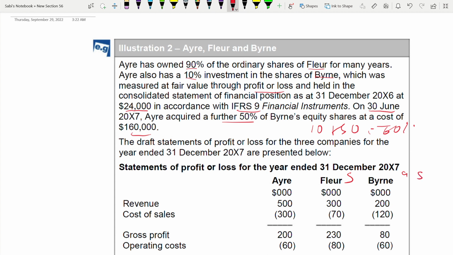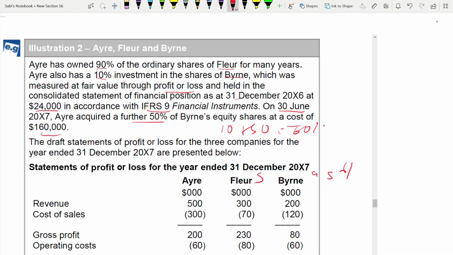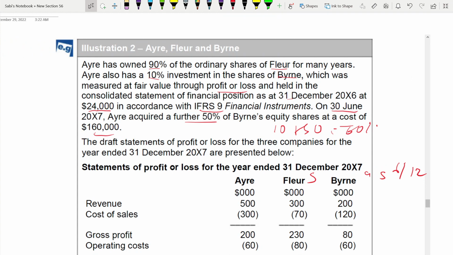But it has become a subsidiary only for a few months. How many months? Year end is 31st December. You have acquired at 30th June. So only for 6 months: July, August, September, October, November, December. Only for 6 months is it a subsidiary. So this is for 6 months. You have to take that. Clear? 100% you can consolidate. But for Biner, you have to take only the last 6 months. For the first 6 months, you have to account for it according to IFRS 9.